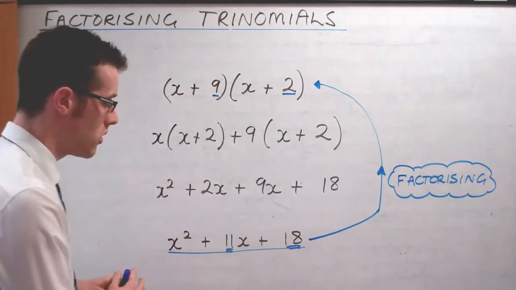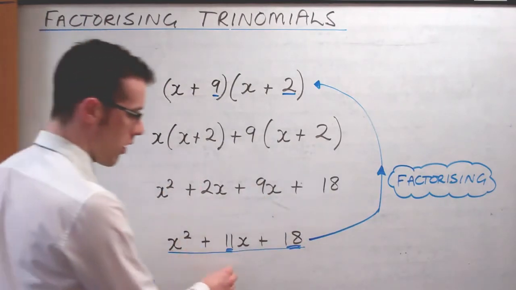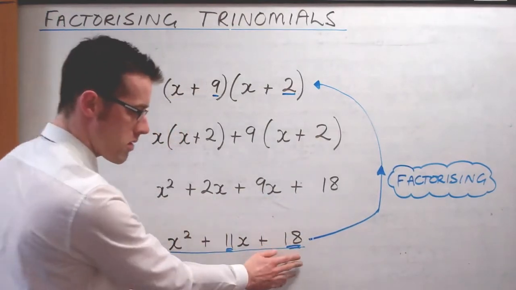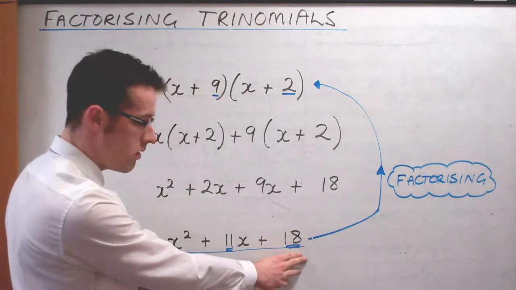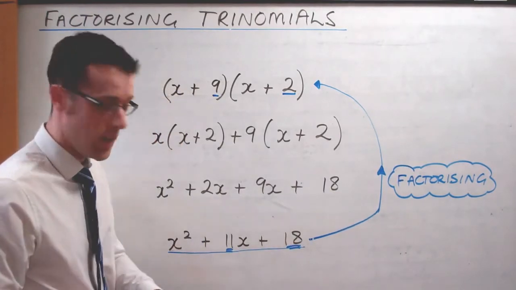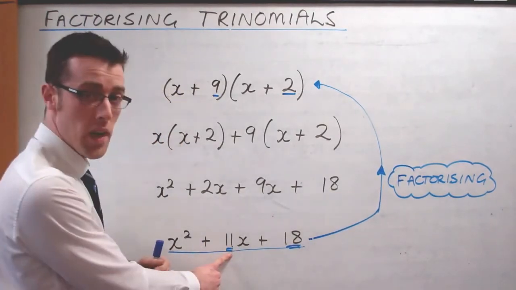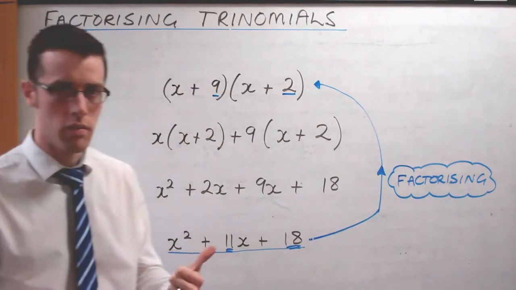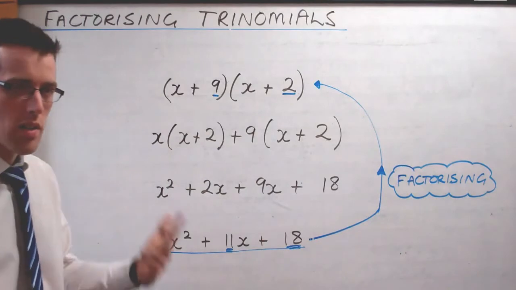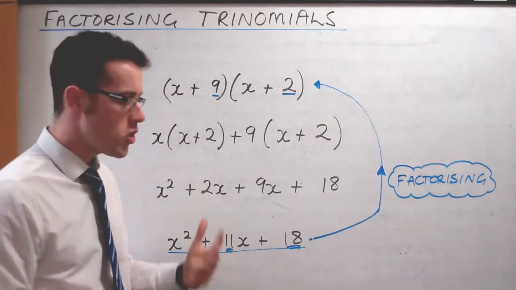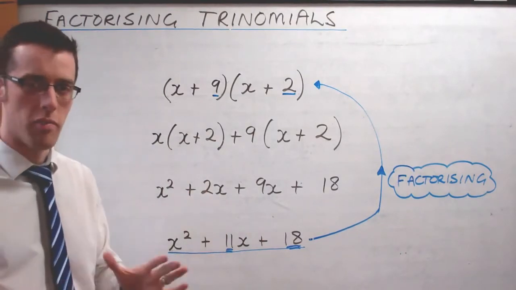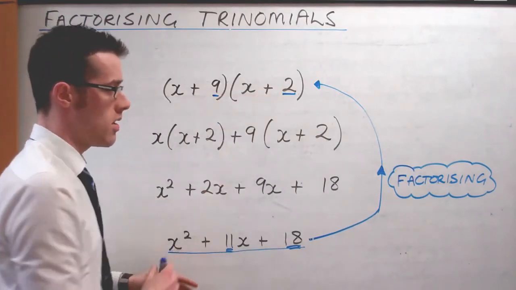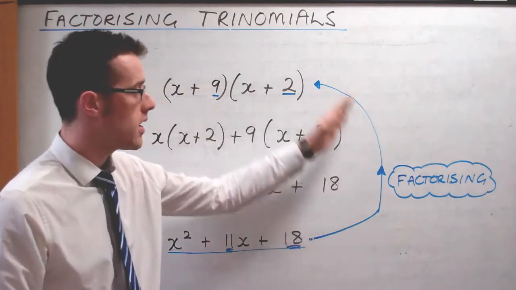So all we've got to do is figure out, as a starting point, what numbers multiply to give me 18, in other words factors of 18, and add to give me 11. So if I go through my factors of 18, that would be 1 and 18, 2 and 9, and 6 and 3. Now, which one of these adds to give me 11? It's obviously 9 and 2. So that's the two that would work in this case, and that's how we would factorise this expression.